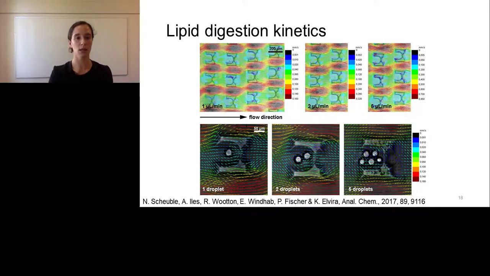You can see that with 1 droplet, 2 droplets, or 5 droplets, the flow conditions are pretty much the same. So we were then confident that any effect that we see is to do with the interaction between those different droplets.